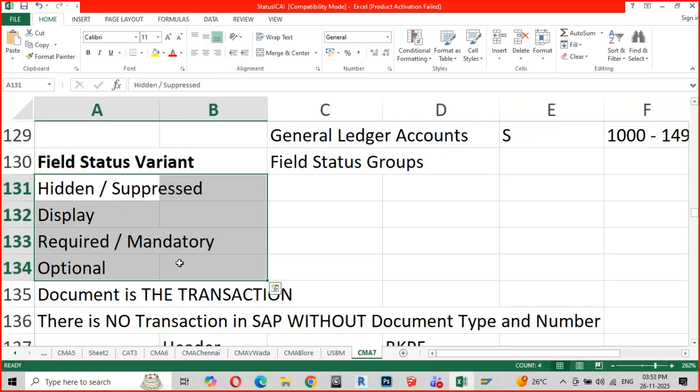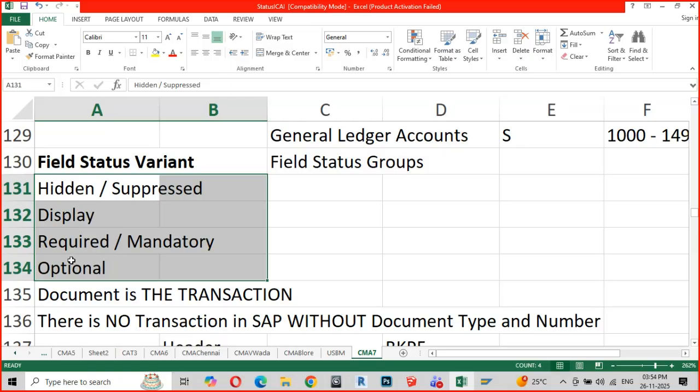He can hide certain fields. He can make the fields displayed only. He can make the fields mandatory. He can make the fields optional. By default, the fields provided by the standard SAP screens are optional. They are optional. Clear, students? So based on the business requirement, it is up to the consultant to design the screen as desired by the business.